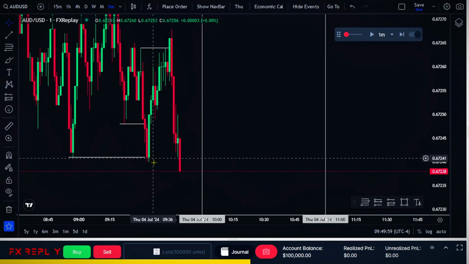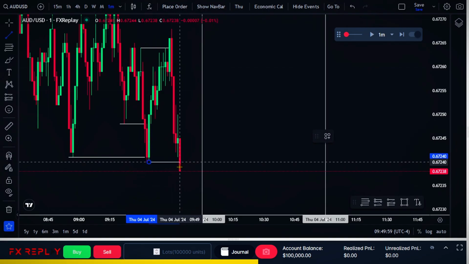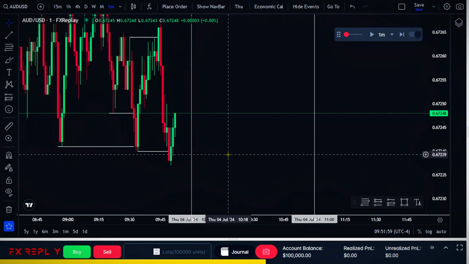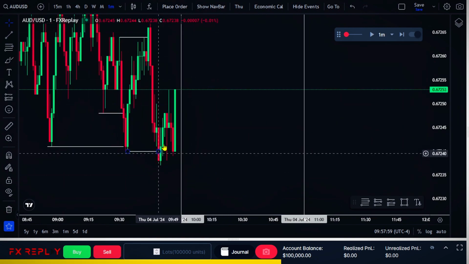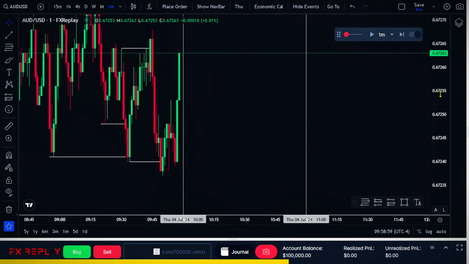Soon after that, the price went lower, creating a new low. You would have been stopped out if you had forced a trade right there. That's why you have to be patient. Let's see what the price does next.